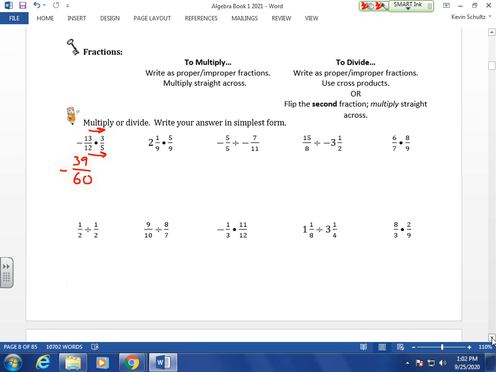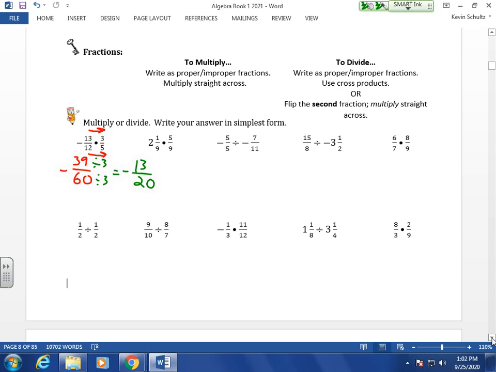Okay? Of course, this is not going to be our final answer because we need to simplify. And so what's the greatest common factor of 39 and 60? What can we divide by? Colin? Divide by 3. And so we get a final answer of negative 13/20.